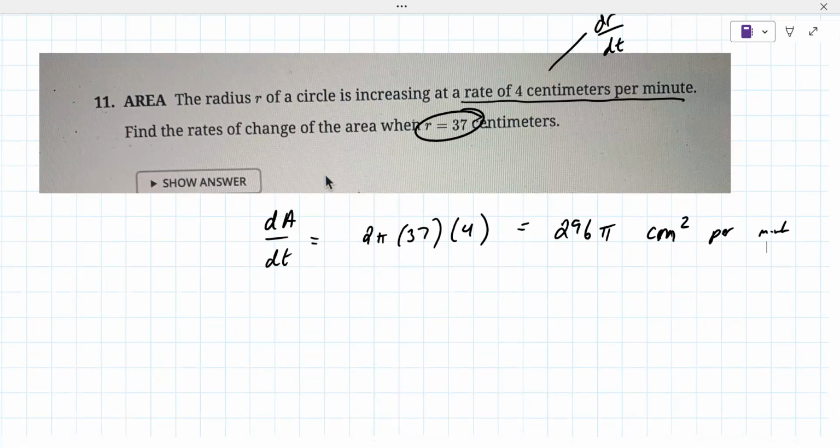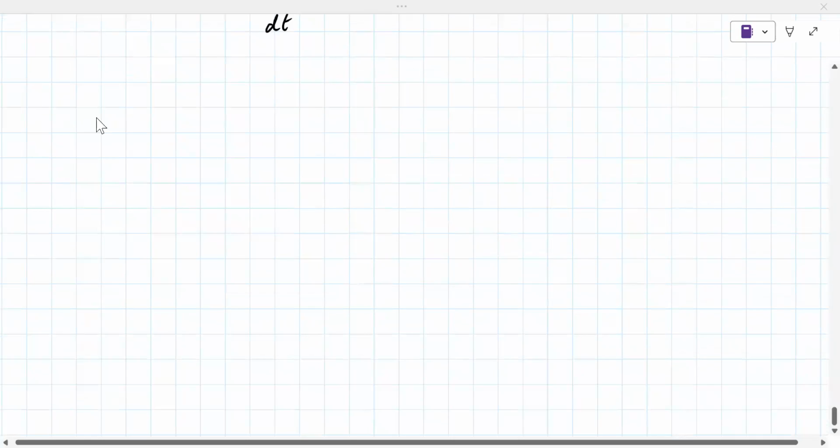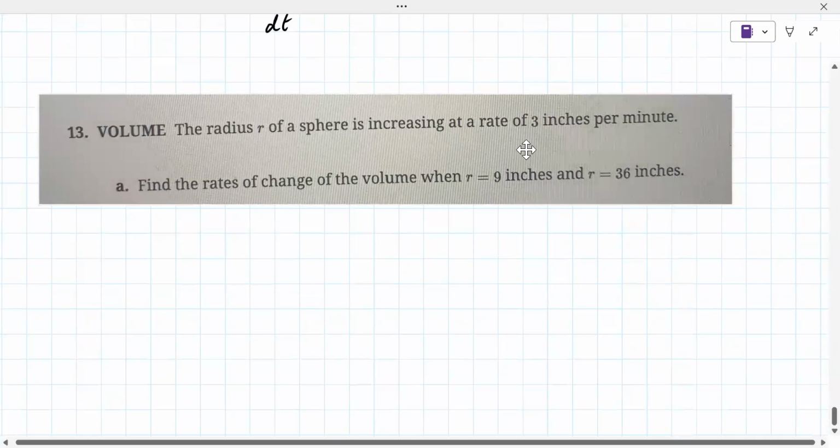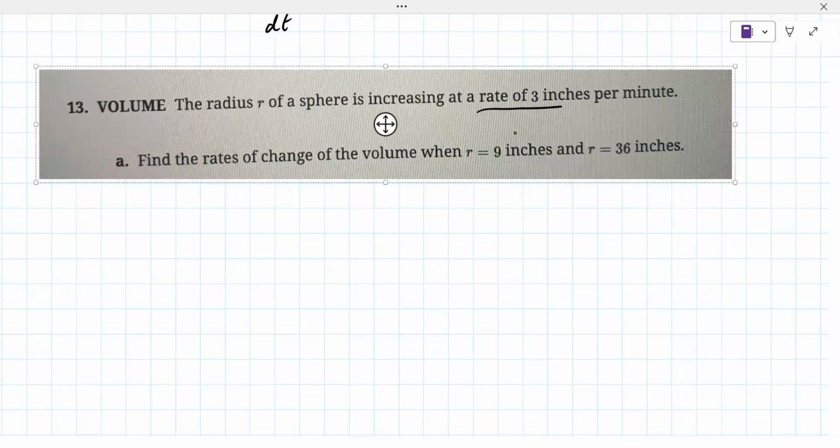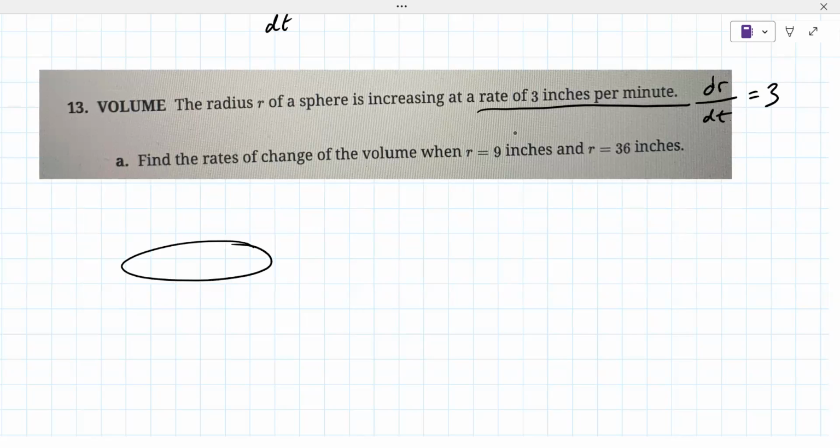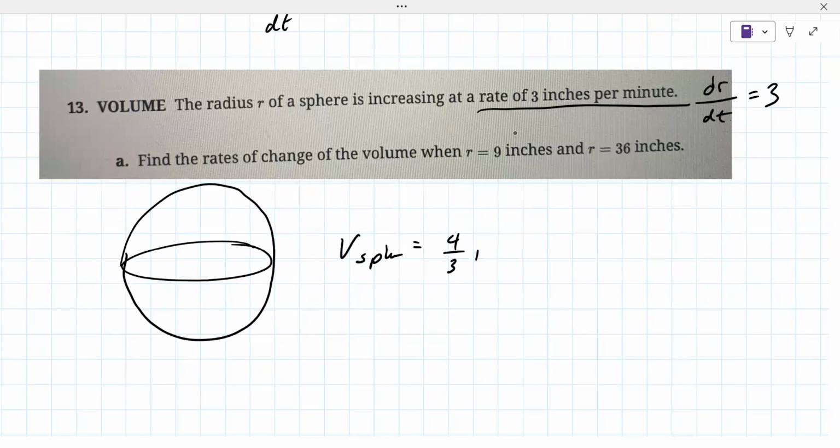And then can we do 13? Sure. All right, so the volume of a sphere is increasing, and the radius is changing at a rate of 3 inches per minute. So that's r prime, that's dr dt. The radius with respect to time is 3. Okay, so a sphere, the volume of a sphere formula is 4/3 pi r cubed.